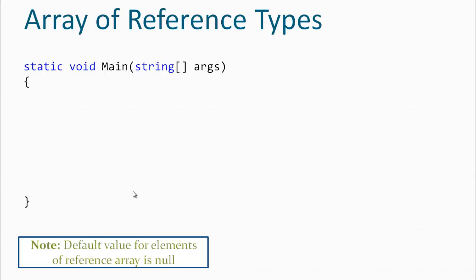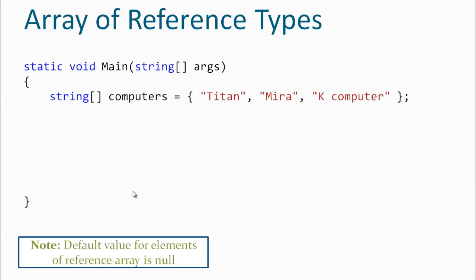One important aspect to understand is array of reference types, because arrays of reference types are maintained differently in memory. Let us try to understand it using this example. Here we are creating one array, computers, of strings, and we know that strings are a reference type. We are initializing it with 3 elements: Titan, Mira and K computer.